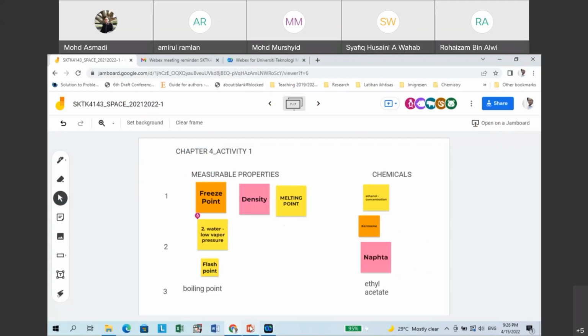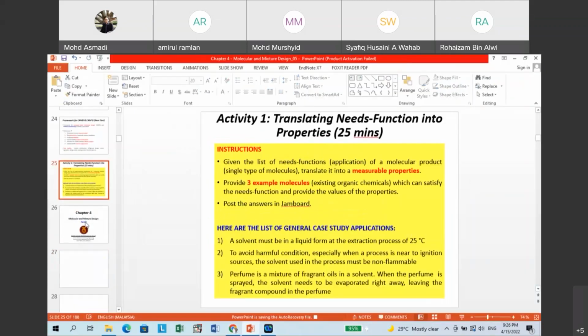Okay. Kita sambung. Hari ni sampai dalam setengah lah. Alamak.